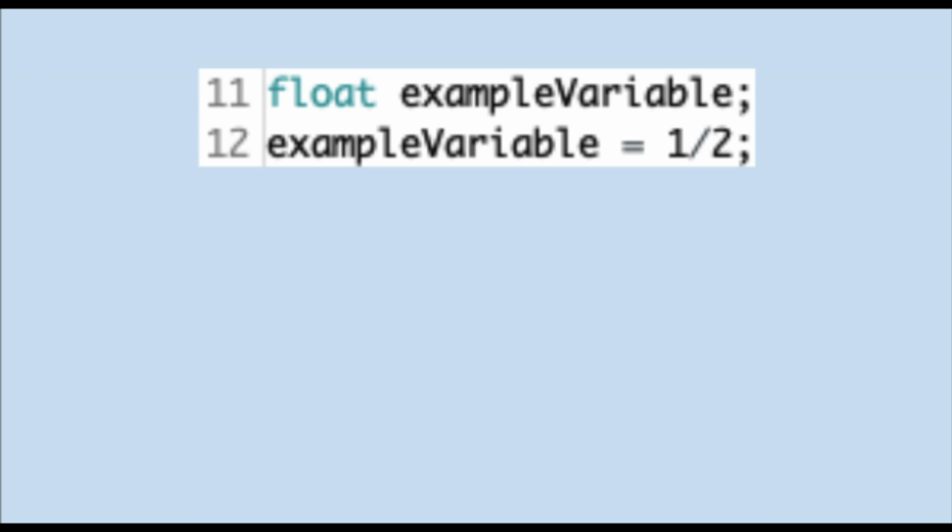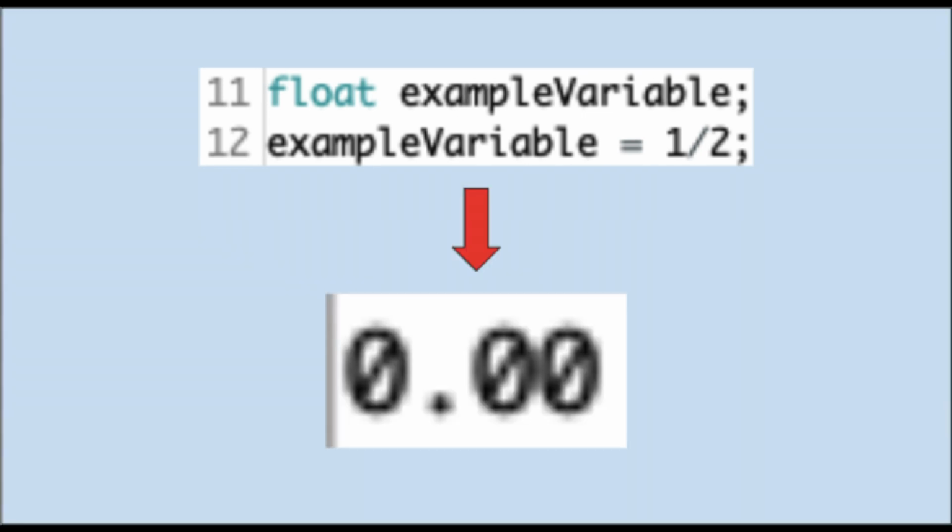For example, in this equation, even though example variable is declared as a float, the numbers 1 and 2 aren't, so the final answer is 0. This is because the processor takes the answer of 0.5, lops off the data after the decimal point to make it an integer, and then converts it to a float. Make sure to always use floating point variables and numbers with decimals to prevent this from happening.